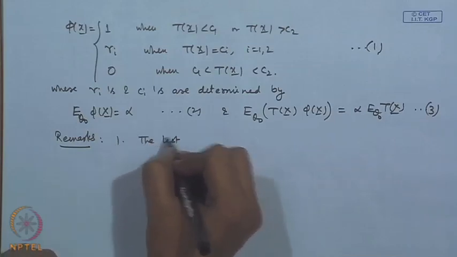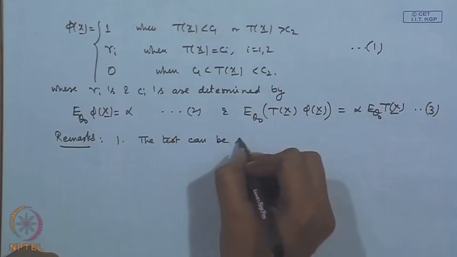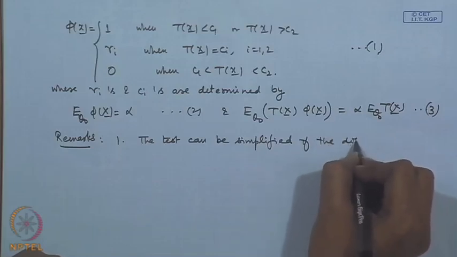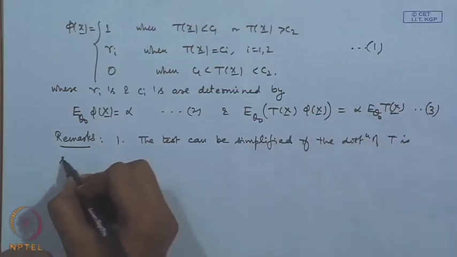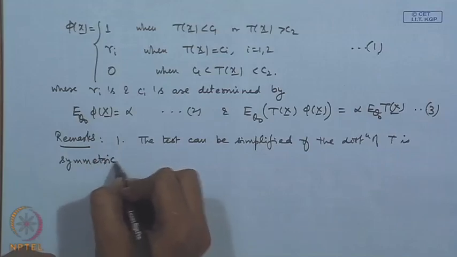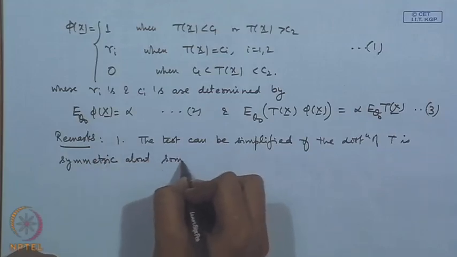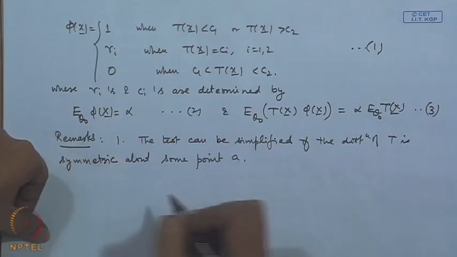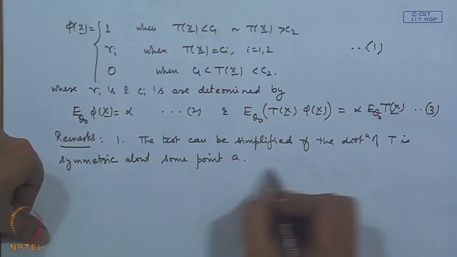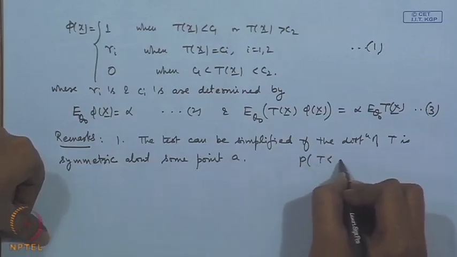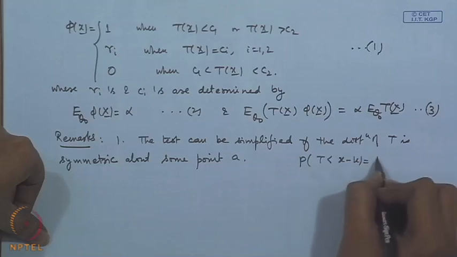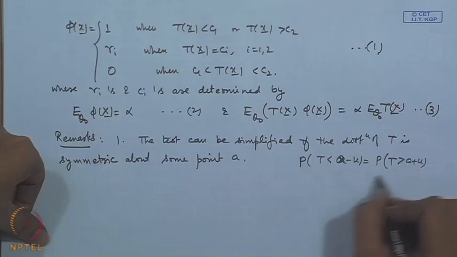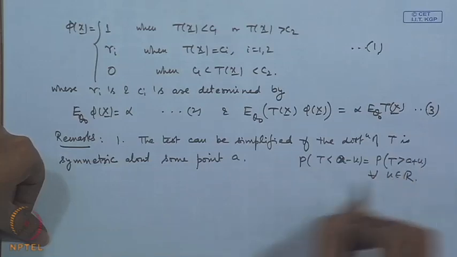The test can be simplified if the distribution of T is symmetrical about some point A. For example, if I say it is symmetric about a point A, then you will have probability of T less than A minus u is equal to probability of T greater than A plus u for all u on the real line.